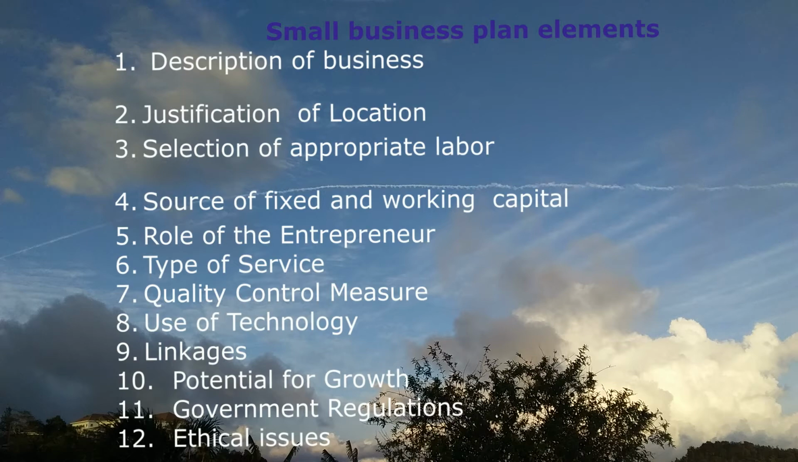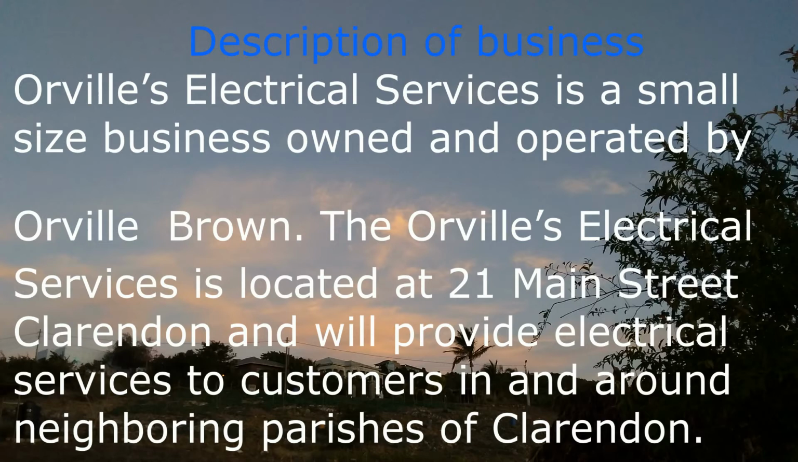Alright, so let us start with the first element, description of business. In the description of business, you will have the name of the business itself, and in this case we have Orville's Electrical Services, and you will need to find out who the owner is. The owner for this small business plan is Orville Brown, and where is this business located? The business is located at 21 Main Street, Mapen, Clarendon.